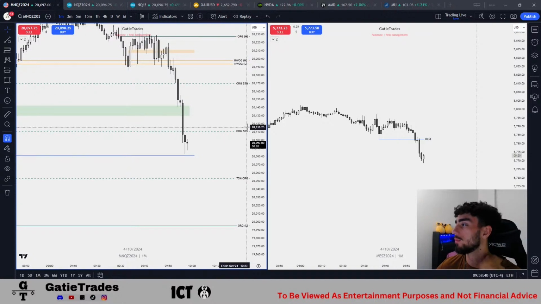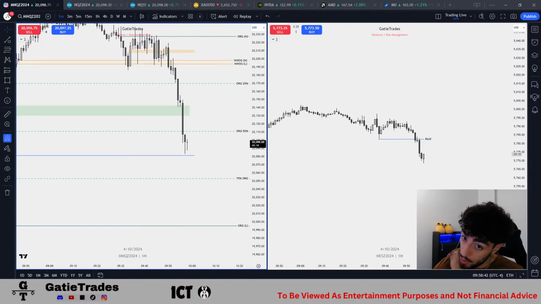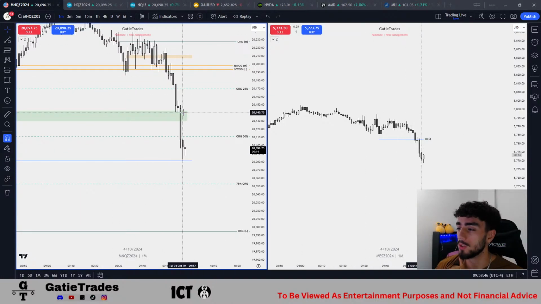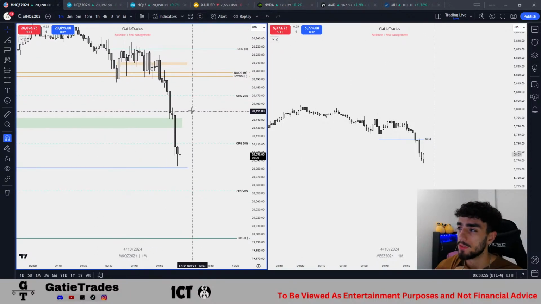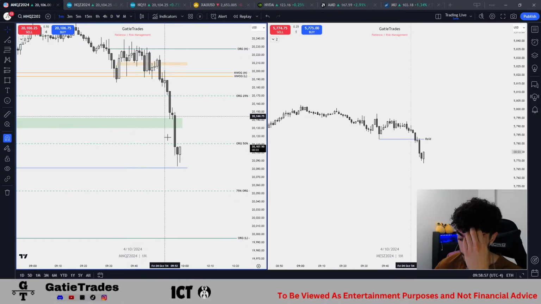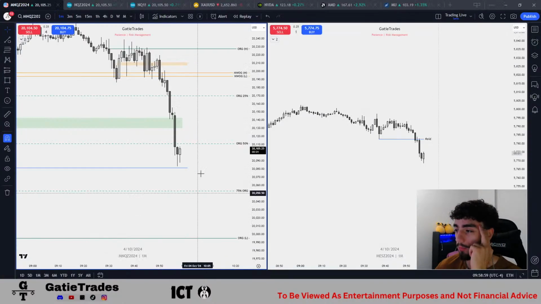One more minute until 10. This is why it's good to wait. I like to wait till 10 because usually by 10, sometimes 10:30, just 2 hours after the data release, you get a pretty clear picture of what's going on.